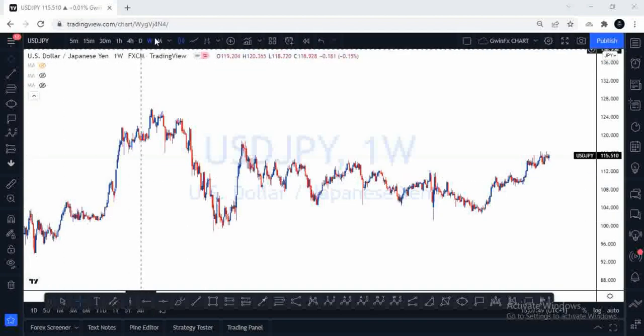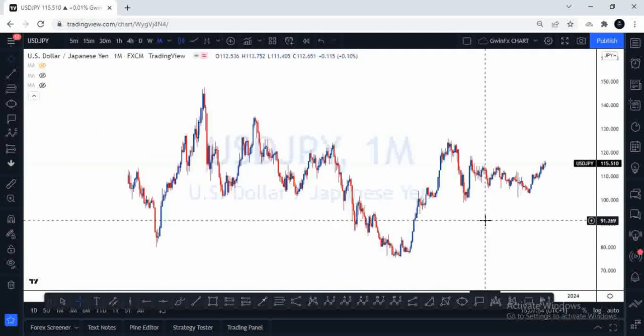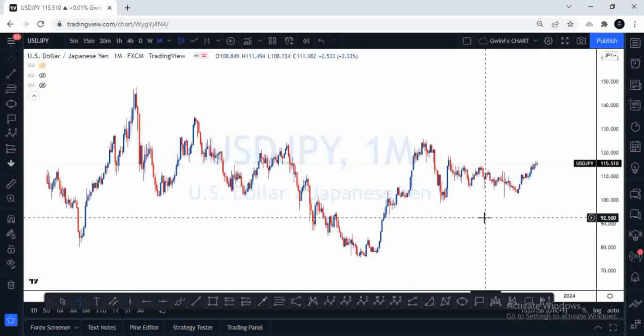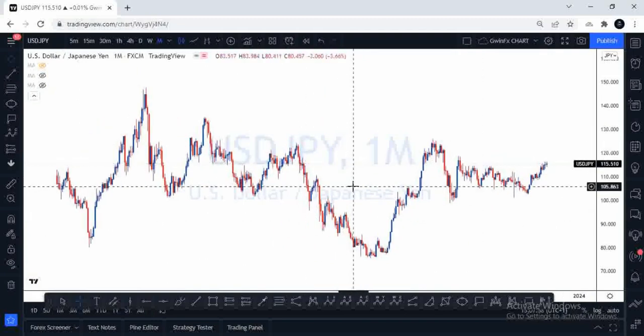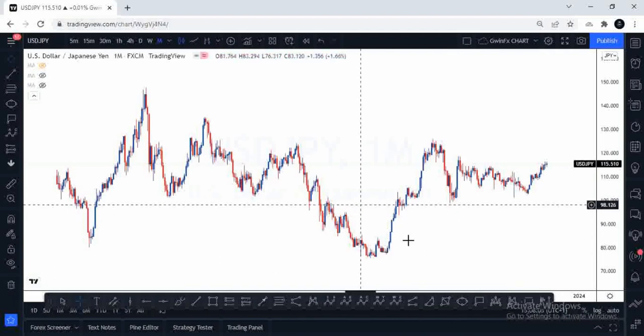First I want to start with a monthly time frame. So let's go over to the monthly time frame and see what areas we are currently in in the market. Okay, I'm just going to reduce the background a little bit. I don't want to see more of this watermark. I'm just going to take it out a little bit, so I can have a clean chart.